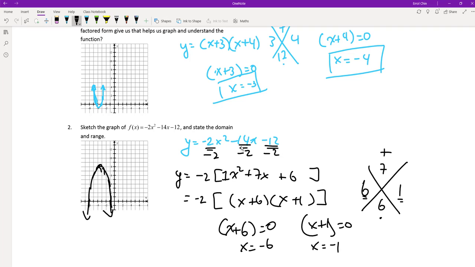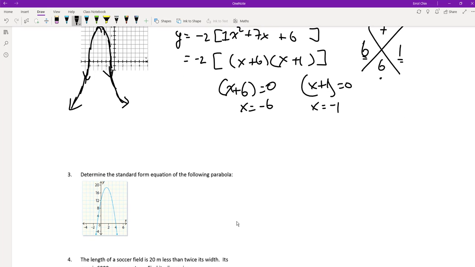Okay? Now, I want to talk about domain first. Domain is just all x values. Now, I'm not going to waste your time, but hopefully you realize, and I'm going to exaggerate, because the curve actually goes far, far right and left. So the domain is every x value, because it just keeps going on and on and on.